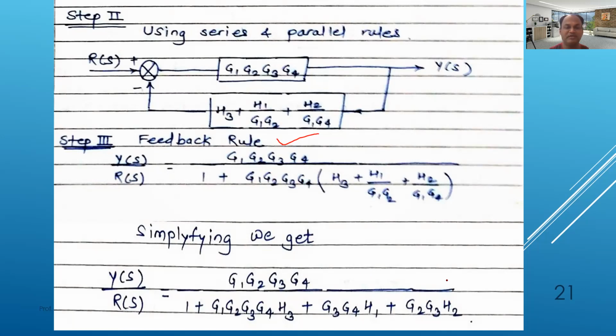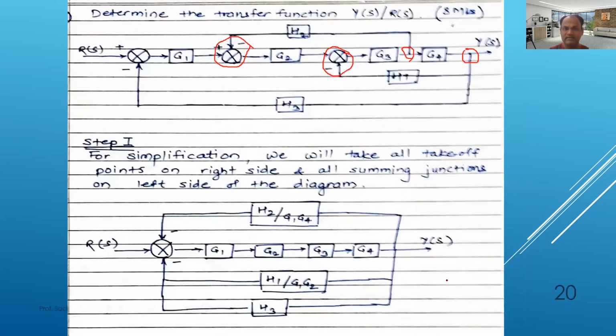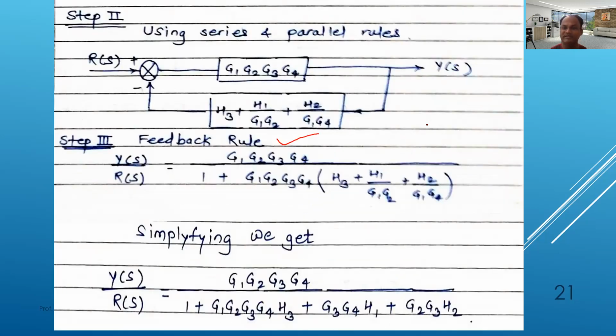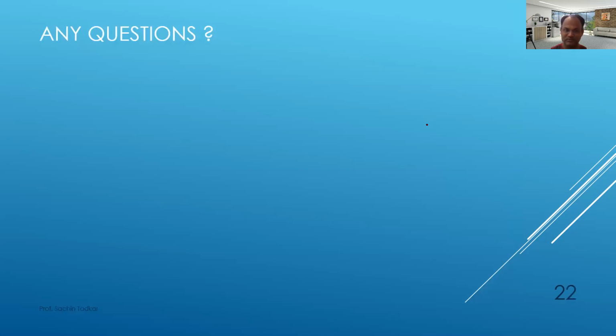This was asked for 8 marks, but maybe they will ask this type of question for 2 marks in this examination or maybe the final examination. So you have to prepare like this. If the diagram looks complicated, you have to remember that we can shift all the summing points to one side and all the takeoff points to the other side for simplification. That we have to remember. This is the only trick in this example.